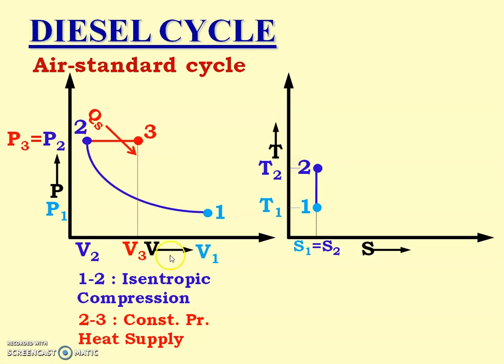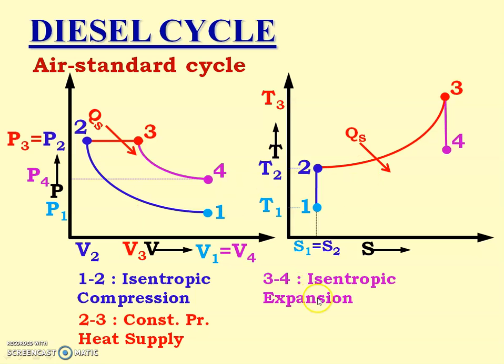Process number 2-3, that is constant pressure heat supply. So as the heat supply is constant pressure, it is horizontal line on PV diagram and curve on TS diagram. Next process is isentropic expansion process, that is curve on PV diagram and vertical line as the entropy is constant on TS diagram, and therefore S3 is equal to S4.